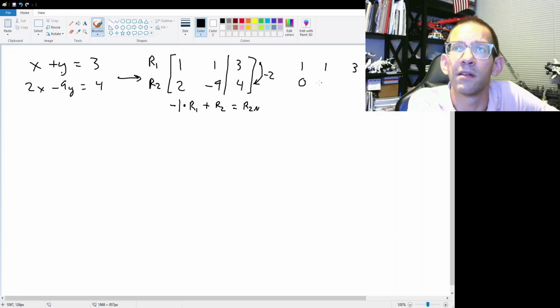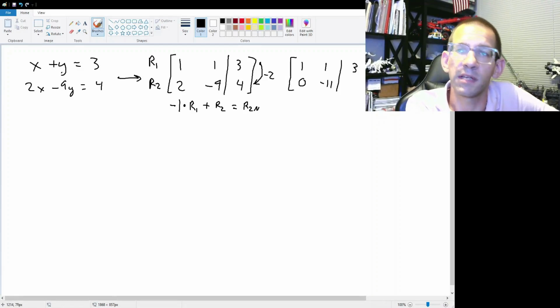In the second column, multiply by -2 and add it to the row below, and you get -11. And then with the third column, you have 3 multiplied by -2 added to the row below, and you have 4 minus 6, which is -2.